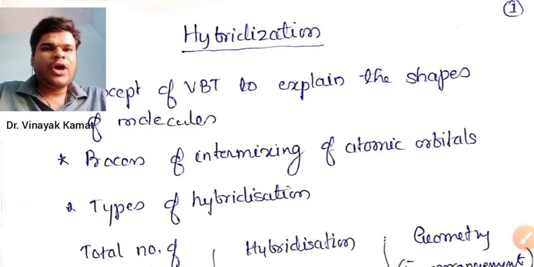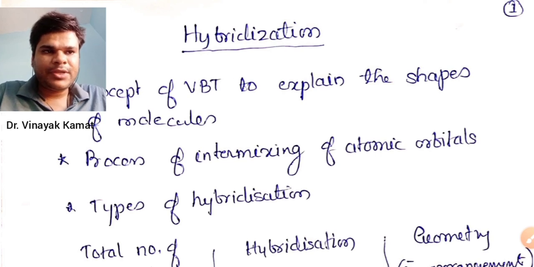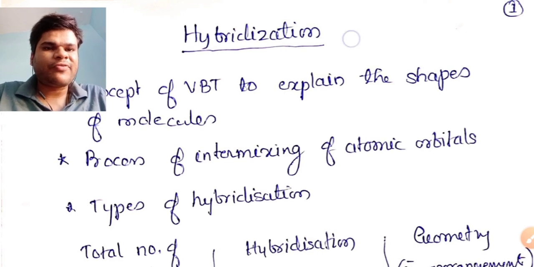So in this video I'll be talking about hybridization. As you all know, hybridization is a concept of valence bond theory. Valence bond theory is used to explain the structure and the shapes of molecules, and this concept of hybridization has been introduced. So these are the important outcomes that we shall be looking at in this video.